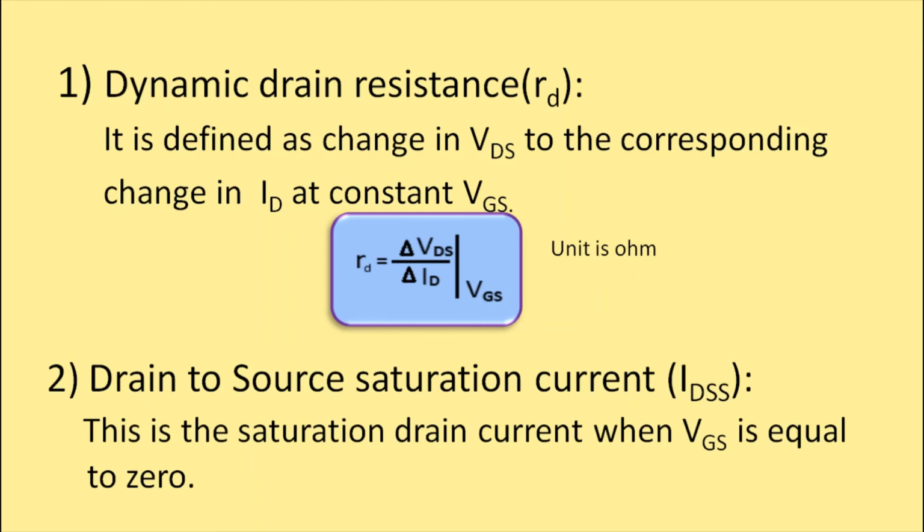Moving to the next parameter, that is IDSS, drain to source saturation current. This is the saturation drain current when VGS becomes equal to 0.